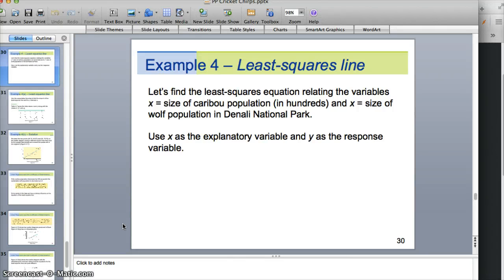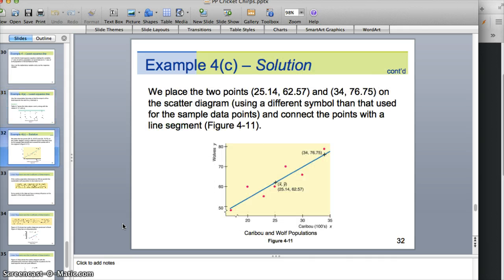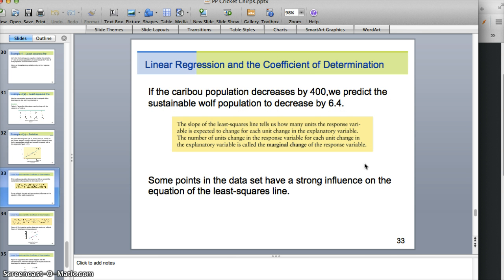So again, the book goes on to explain how to calculate the least squares line. And it gives you the data set and it shows you a solution. So we place the 2 points on the scatter diagram and connect the points with the line segment. So this is actually the line that best represents this data set. If the caribou population decreases by 400, we predict the sustainable wolf population to decrease by 6.4.